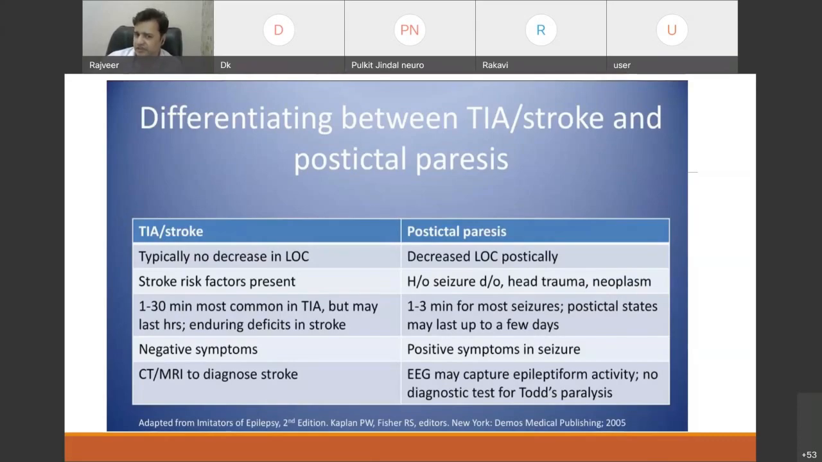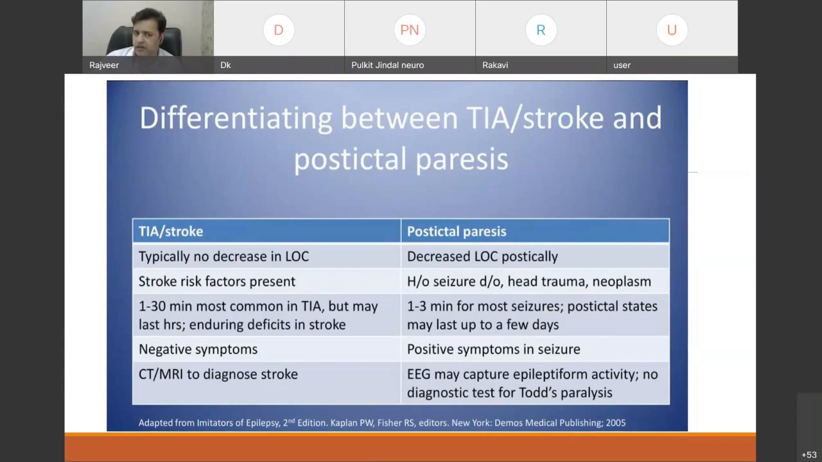But in stroke, there may be permanent deficit. While in post-ictal paresis, what happens? The patient may have an aura, then seizure for 1 to 2 minutes, and then post-ictal palsy for 1 to 2 days maximum. And in stroke, what are the features? The weakness features are negative symptoms: the patient will have weakness and sensory loss. While in post-ictal paresis, the patient will have positive symptoms of seizures, like abnormal tingling sensation in half of the body, and tonic posturing of the body during the seizure.